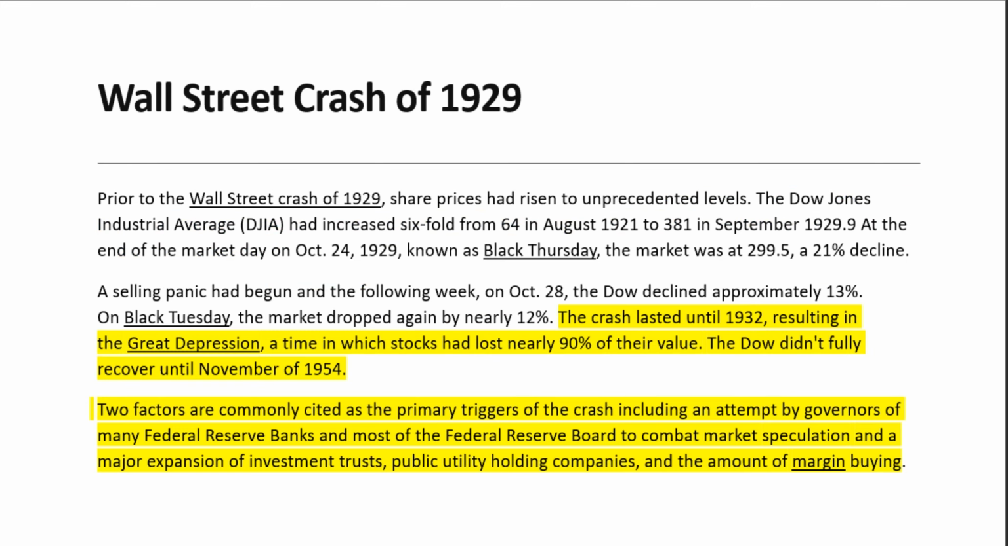And which brings us to the 1929 crash. And as we studied before, it lasted until 32, resulting in the Great Depression. And this is very important. I mean, stocks nearly lost 90% of their value, and we didn't fully recover until November of 1954. And the main two triggers was the governors of the Federal Reserve Banks and Federal Reserve Board trying to combat market speculation. And then we had a major expansion in investment trusts, public utility holding companies, and I think this is really the straw that broke the camel's back, margin buying.